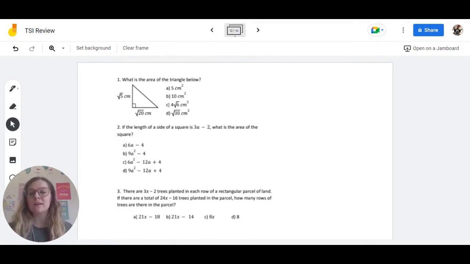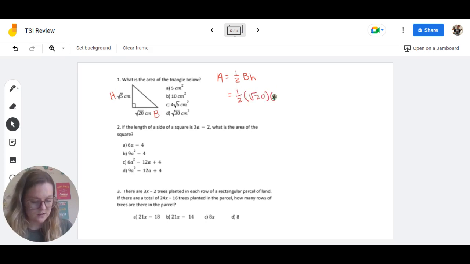Okay, so number 1, it says, what is the area of the triangle below? So remember the area of a triangle is equal to 1/2 base times height. So in this one, the base is going to be square root 20 and the height is going to be square root 5. So I'm going to put that into my formula. So 1/2 square root 20 times square root 5.